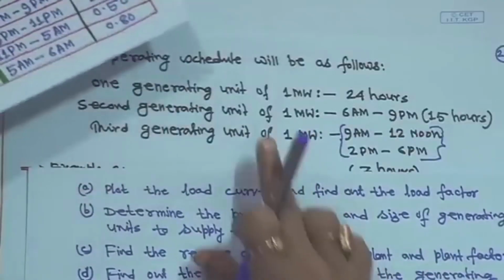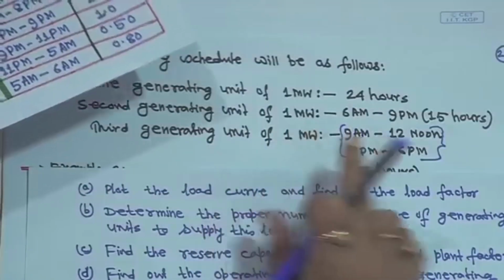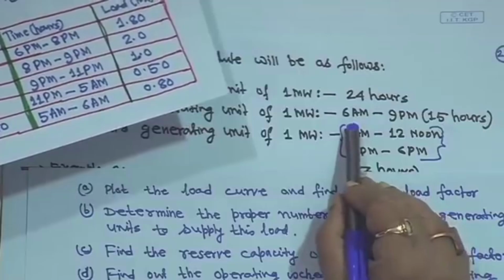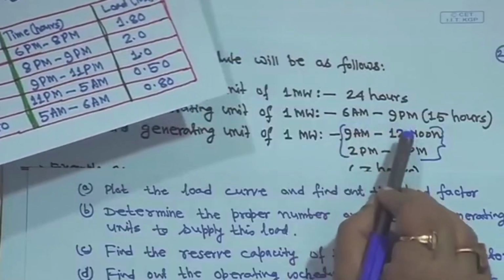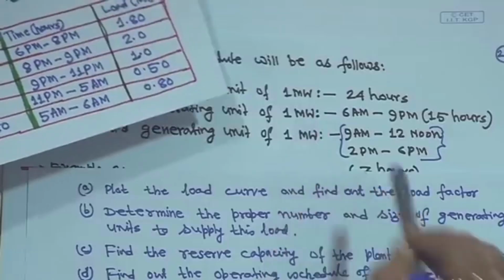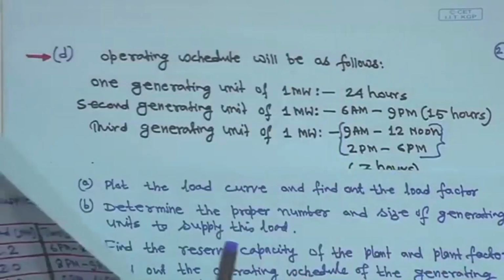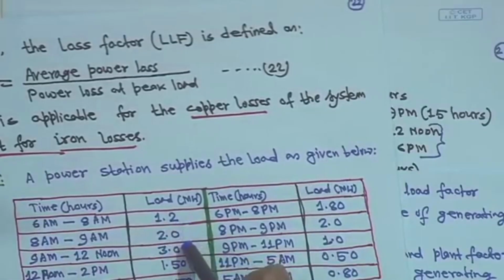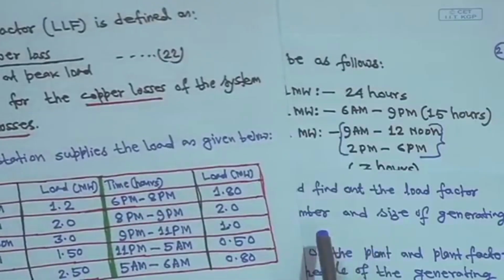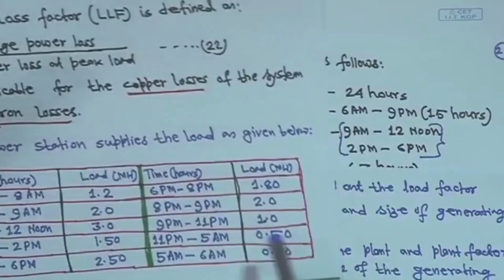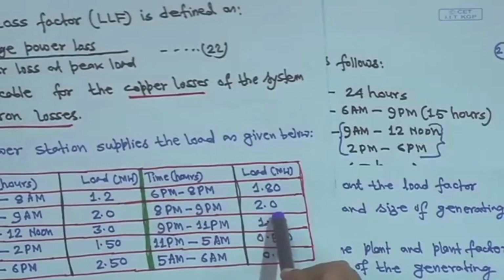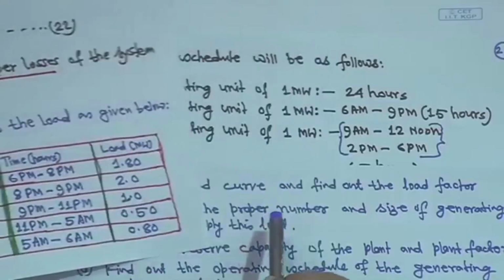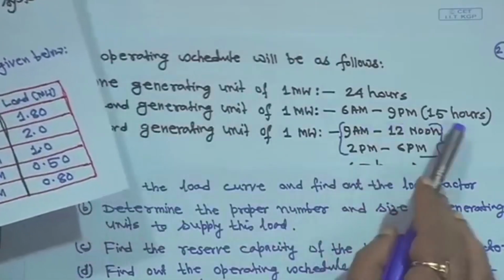And then the second generating unit of 1 megawatt is required from 6 am to 9 pm, that is 15 hours. If you look carefully, from 6 am to 9 pm you can observe that the load is more than 1 megawatt, that is why 2 units are required. Everywhere it is 1.2, 2, 3 and so on till 2 pm, and you see that it is 2 or more for 6 am to 9 pm, 15 hours.